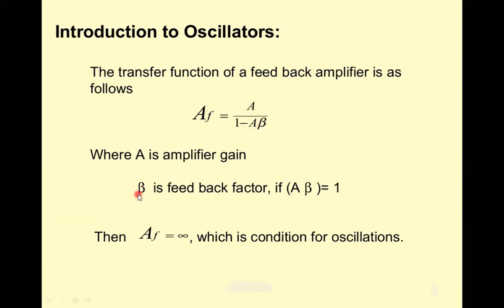And see that this beta is nothing but the feedback factor, where A beta is equal to 1. So when A beta is equal to 1, that condition is called the Barkhausen condition or criteria. And when A beta is equal to 1, the feedback gain is equal to infinity, which is the condition for oscillation. We will see each term in the next slides.